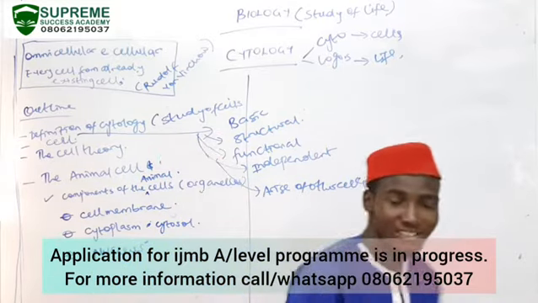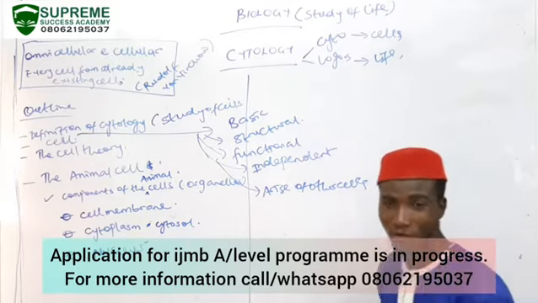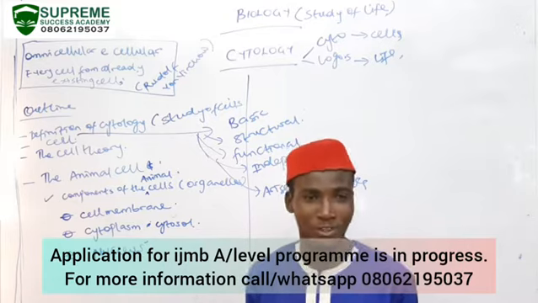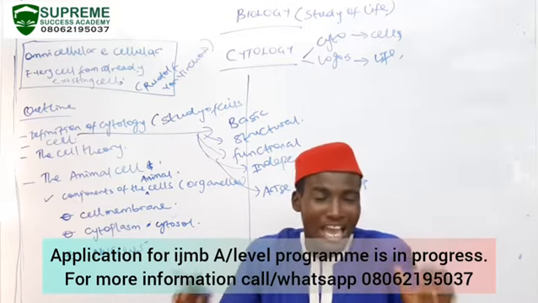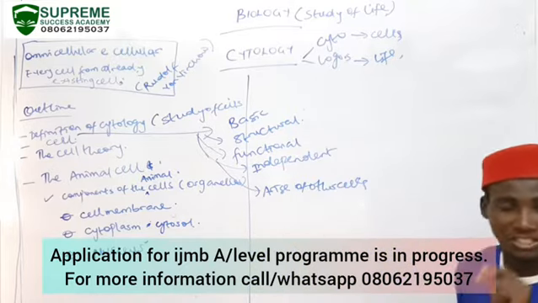So, the cell is basic. What does it mean to say that the cell is the basic unit of life? What we are saying is that the simplest unit of life is the cell. Everything we refer to as life starts from the unit of the cell.